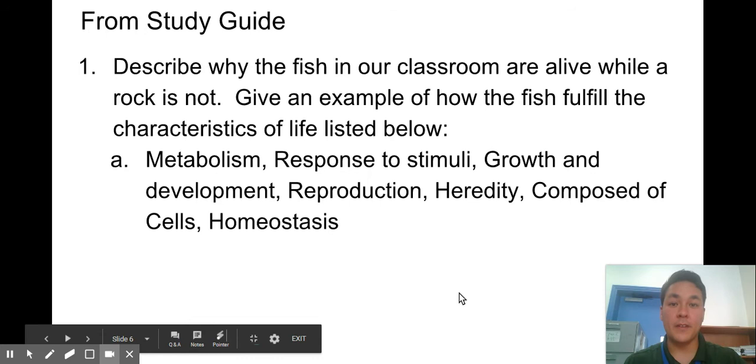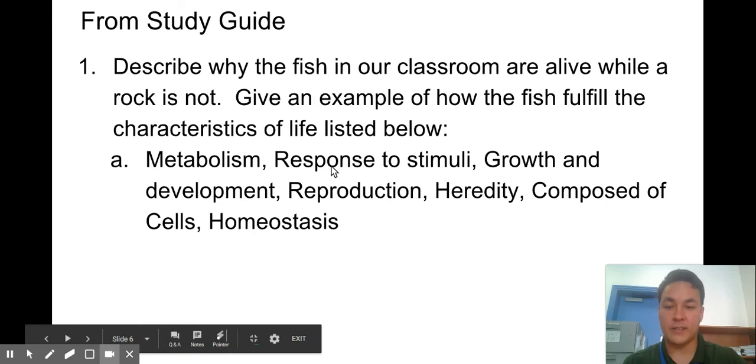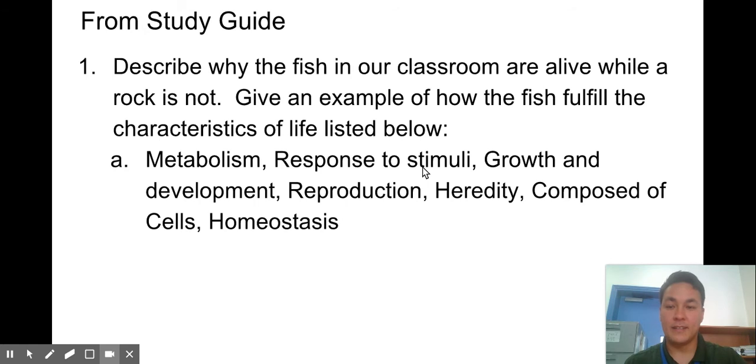All right, now we're moving on to the characteristics of life. Students, I told you, you do not need to memorize these. You just need to be able to see the word and kind of describe what's going on. Some of them are really easy, like response to stimuli. It practically gives it away in the words. Other ones can be a little harder, like homeostasis.